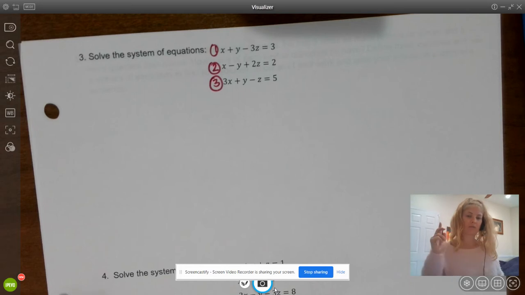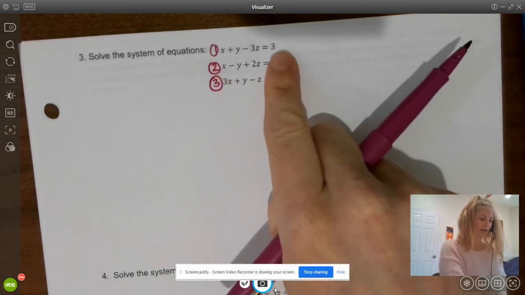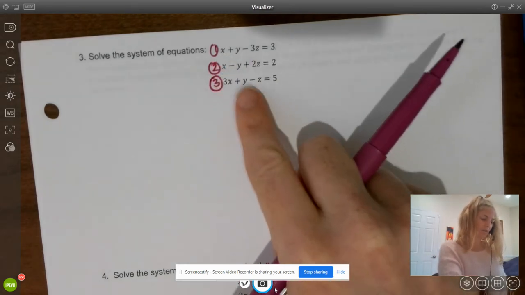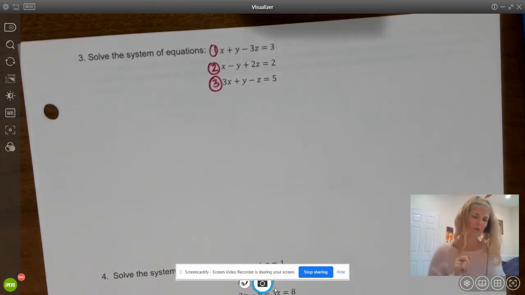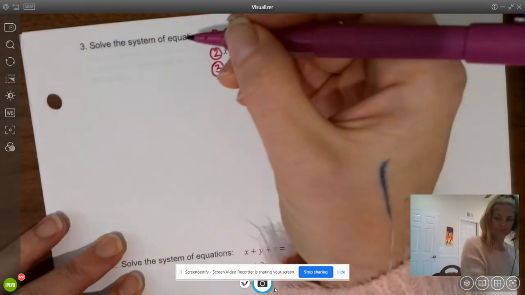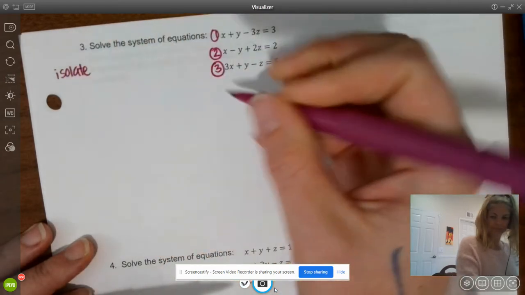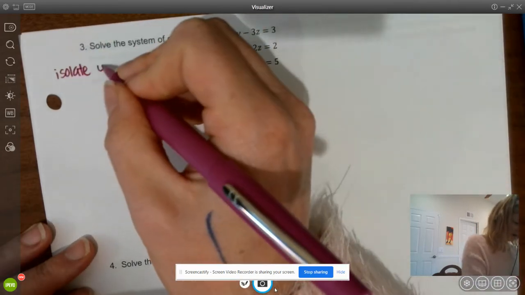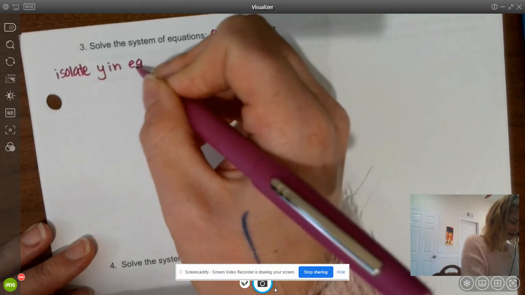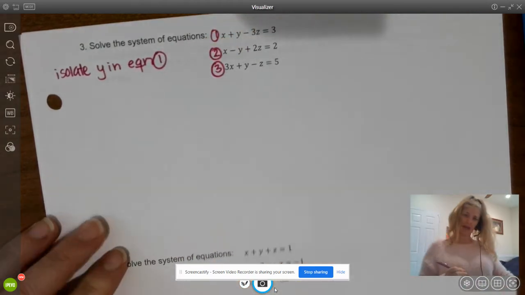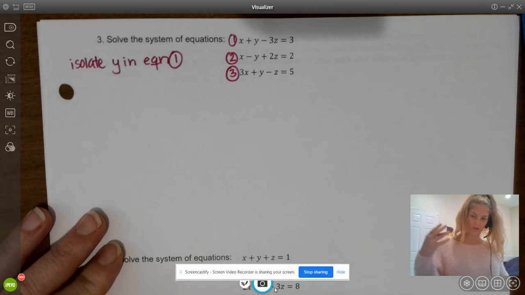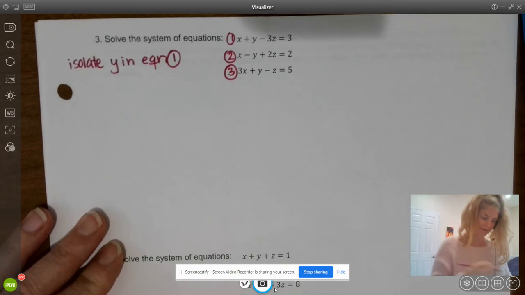Okay, now, first thing we need to do is isolate one of the variables in one of the equations. We could do x or y in equation 1, we could do x in equation 2, or we could do y in equation 3. What do you want to do? Any ideas? Okay, let's isolate y in equation 1. And I'm just kind of listing out what I'm doing so I can follow my work if I wanted to recheck it later.